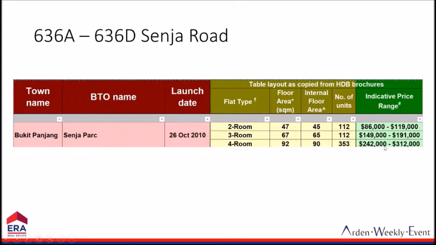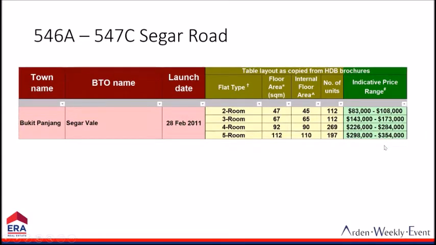They bought. Now, this is actually the 500 series, which is nearer to the middle of Bukit Panjang side. Yes, correct, nearer to the EC. So you can see that the 4-room flats are a tad cheaper, 226 to 284. I would say that a lot of them bought about 250 plus, and the 5-room flats were about $300,000.